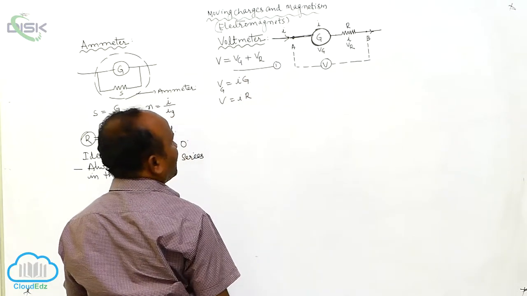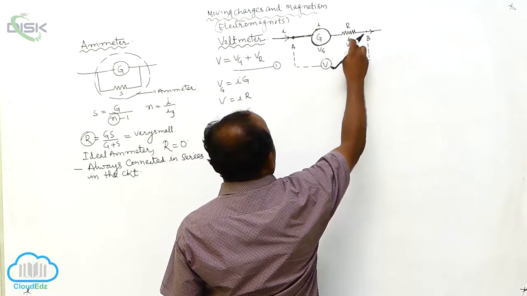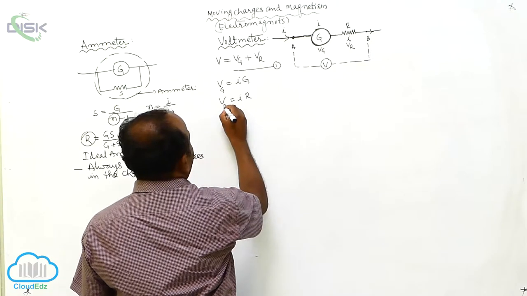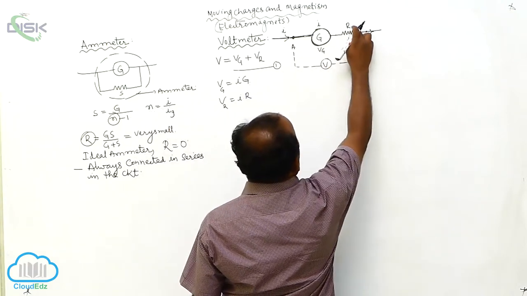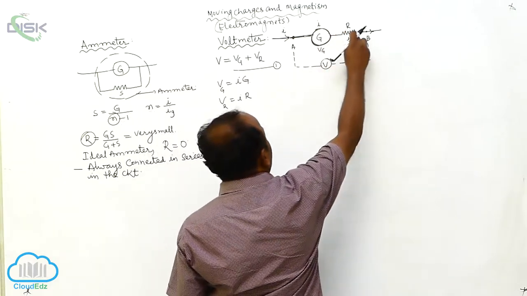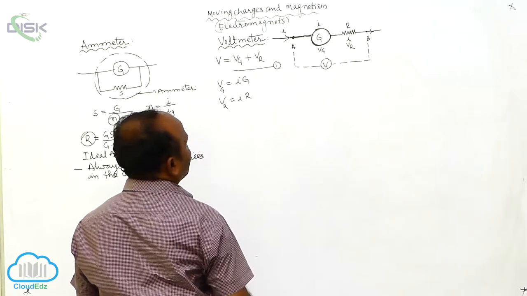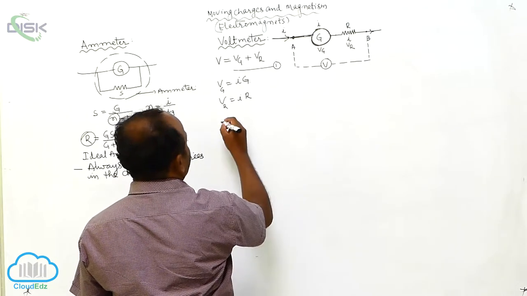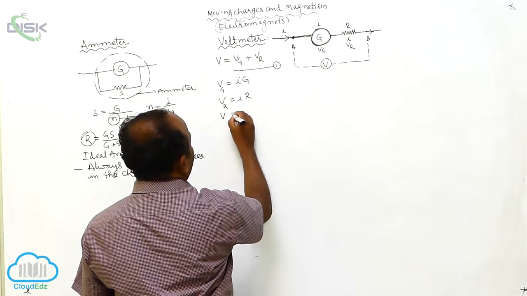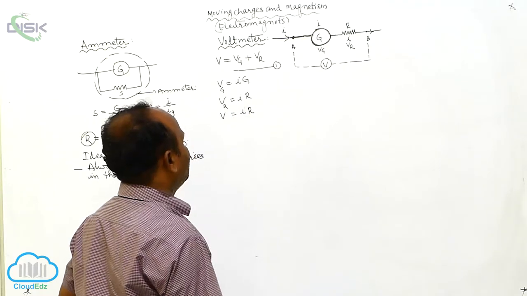Next, what is Vr? V is equals to I r. Therefore, the potential difference across the resistance is Vr. The current passing through the resistance is I. And the resistance, which is connected in series, is capital R. Now, in this case, V is equals to I into R.